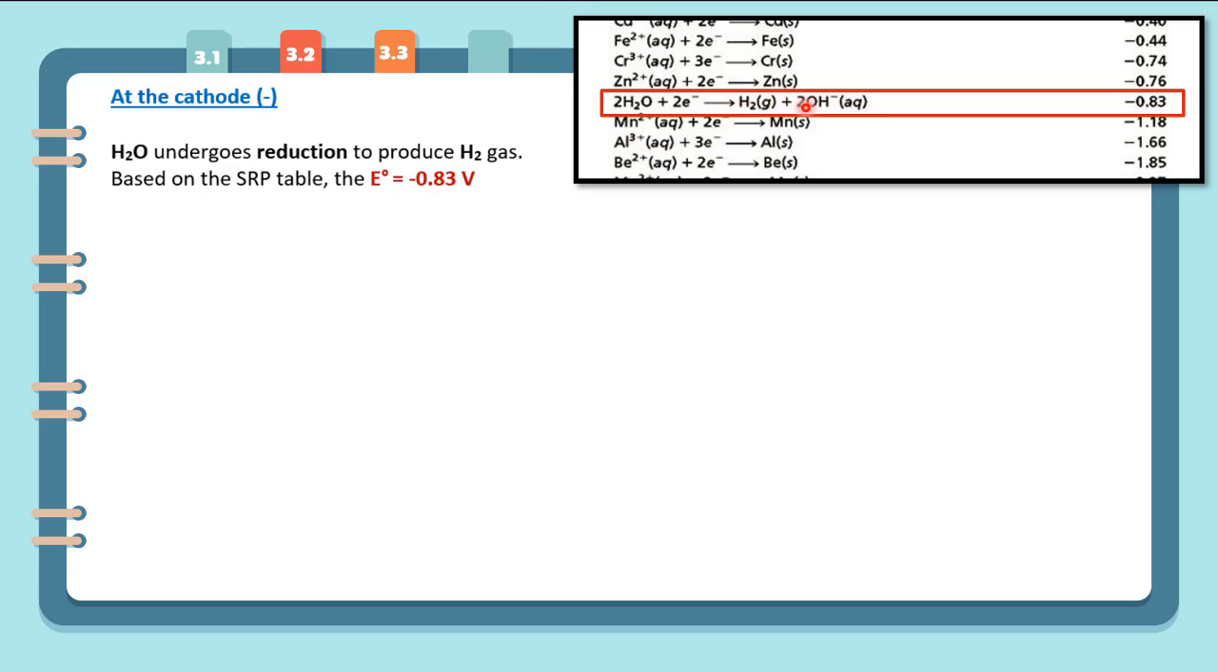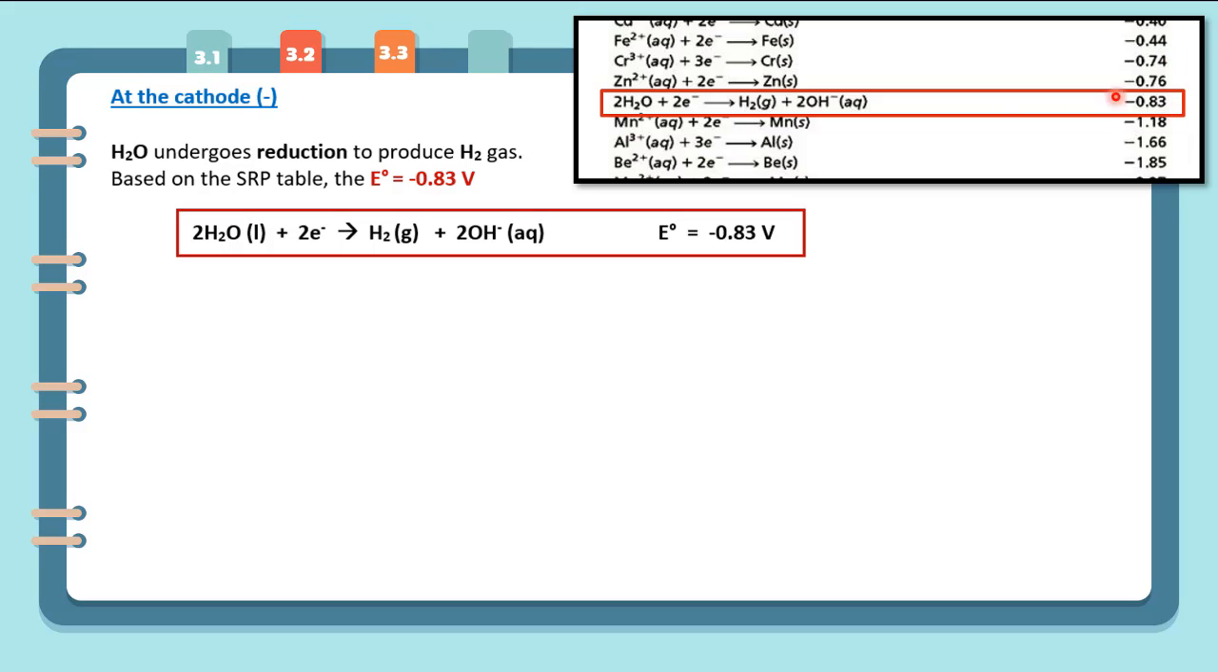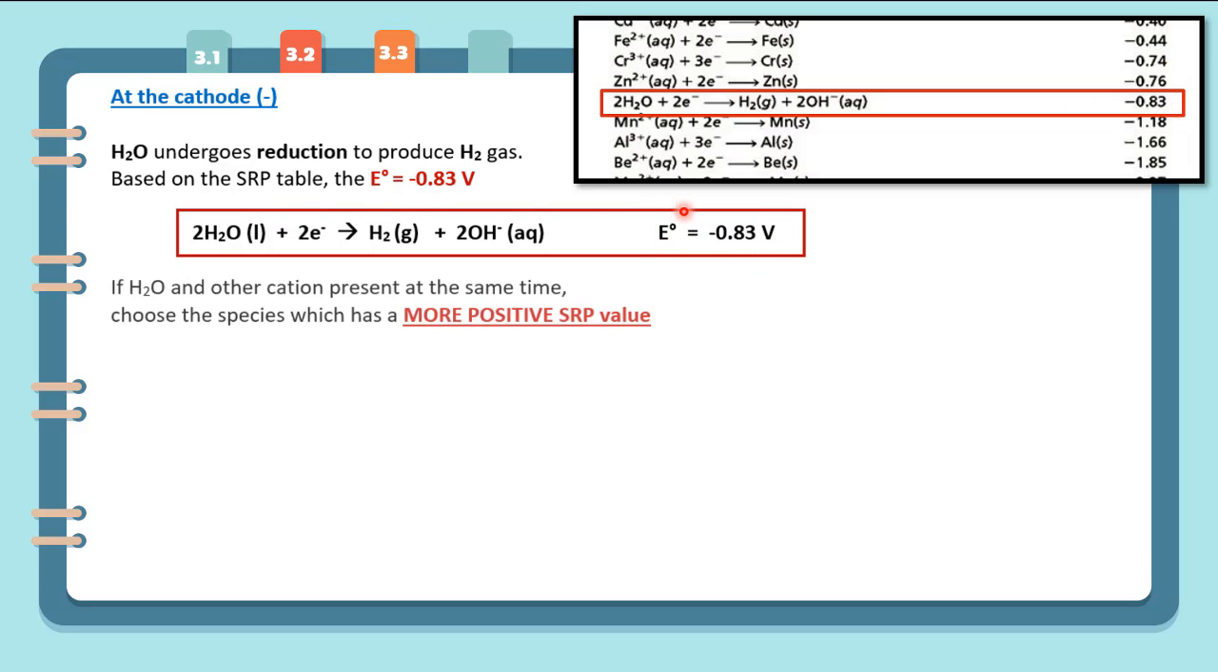The value negative 0.83, we are going to use this value to compare with another cation. Okay, so copy this one down and take note of the value here. So let's say in an electrolyte you have H2O with another cation present. A cation is a positively charged ion which will be attracted to the negative terminal. So we are going to choose between two of these species, the one having a more positive SRP value.